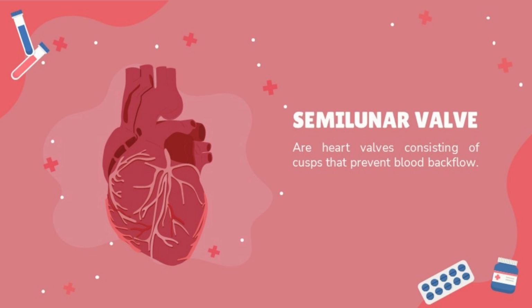Semilunar valves are heart valves that prevent blood backflow. They are also half-moon-shaped leaflets of endocardium and connective tissue that are situated between the aorta and the left ventricle, and between the pulmonary artery and the right ventricle. These valves permit blood to be forced into the arteries but prevent backflow from the arteries into the ventricle.